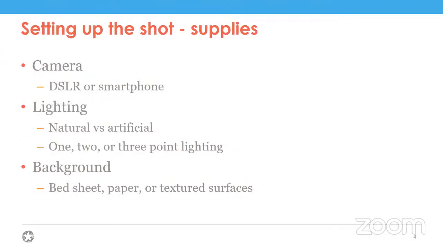So some basic supplies that you're gonna need. You're gonna need a camera, either a DSLR or a smartphone. We'll focus on the pros and cons on the next slide. You're gonna need some lighting. We're gonna talk about natural versus artificial lighting, and 1, 2, or 3-point lighting. And then we're gonna round out the end with focusing on background choices, such as bed sheets, paper, or textured surfaces.